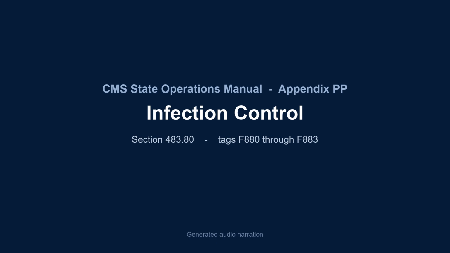Tag F883. Section 483.80(d), influenza and pneumococcal immunizations. Section 483.80(d)(1), influenza. The facility must develop policies and procedures to ensure that before offering the influenza immunization, each resident or the resident's representative receives education regarding the benefits and potential side effects of the immunization.